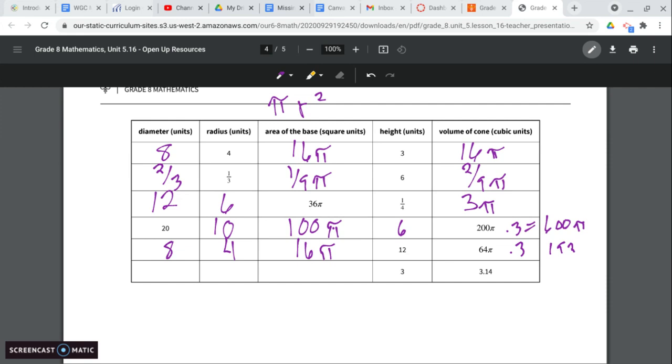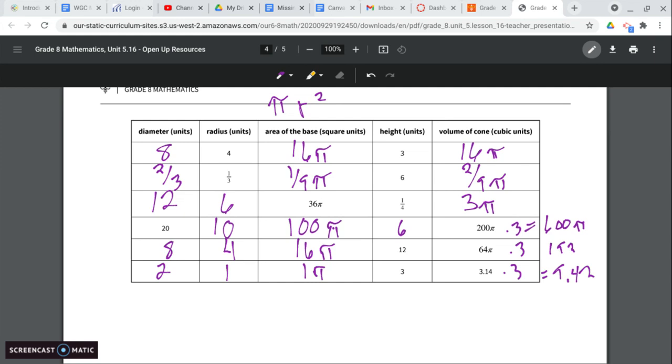All right, and the last one, we have 3.14. Once again, we want to multiply by 3. 3.14 times 3 is 9.42. Divide that by 3, we get 3.14 again, so our radius is just 1, so the area of the base is pi, our radius is 1, and our diameter is 2.